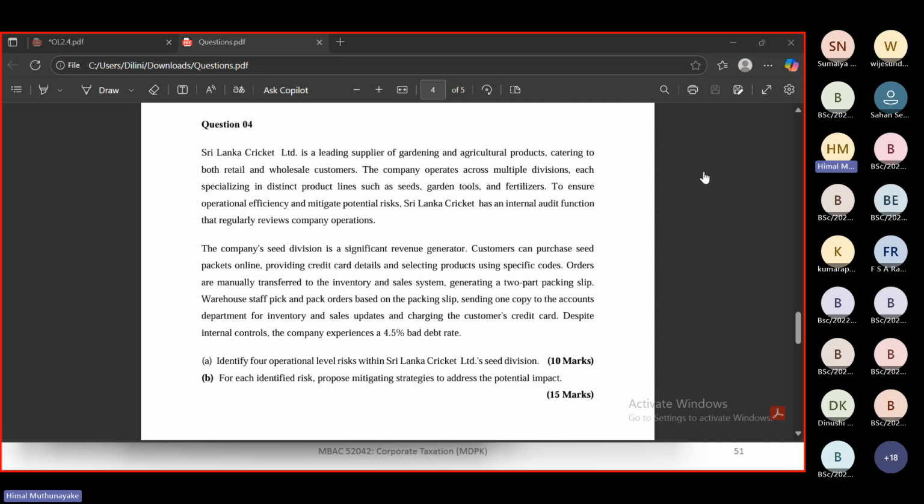You can give the answers through chat box, okay? Read the question and give the answers like in a point form. Don't write a huge paragraph in point form.